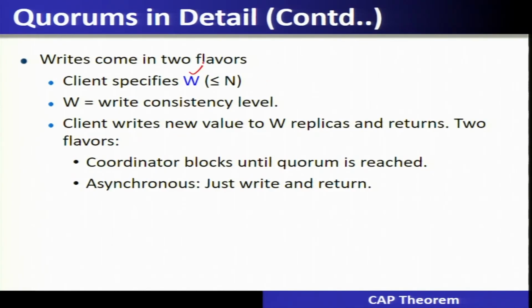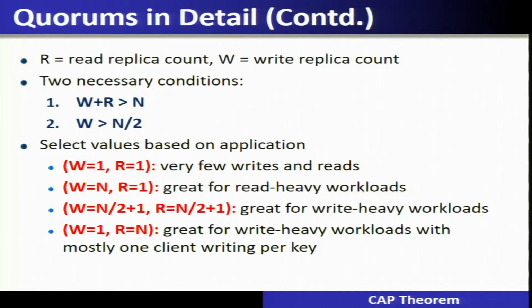As far as writes are concerned, writes come in two flavors. The client has to specify the value of W, which is less than or equal to N. W means the write consistency level. The client writes a new value to W replicas and returns. So two flavors are there: in the synchronous one, the coordinator blocks until the quorum is reached; asynchronous means that it just writes and returns. So it depends upon these kinds of settings. R is the read replica count, and W is the write replica count.